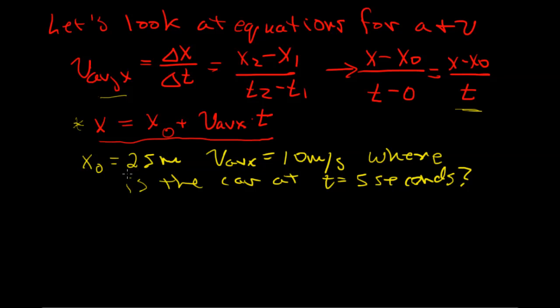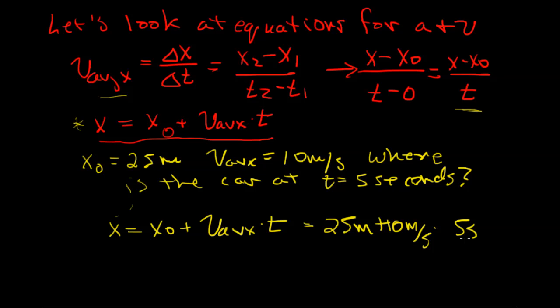And so then we can take an example where the car starts at position x naught equals 25 meters, and it travels at 10 meters per second. We'll say it's its average velocity, but we could also say it's just traveling at a constant velocity. Then we can ask the question, where's the car at t equals 5 seconds? We just solve this problem: x equals x naught plus v average x times time. That gives us 25 meters plus 10 meters per second times 5 seconds, so the final position is 25 meters plus 50 meters, or 75 meters. And so that would be a simple position-velocity equation and problem.